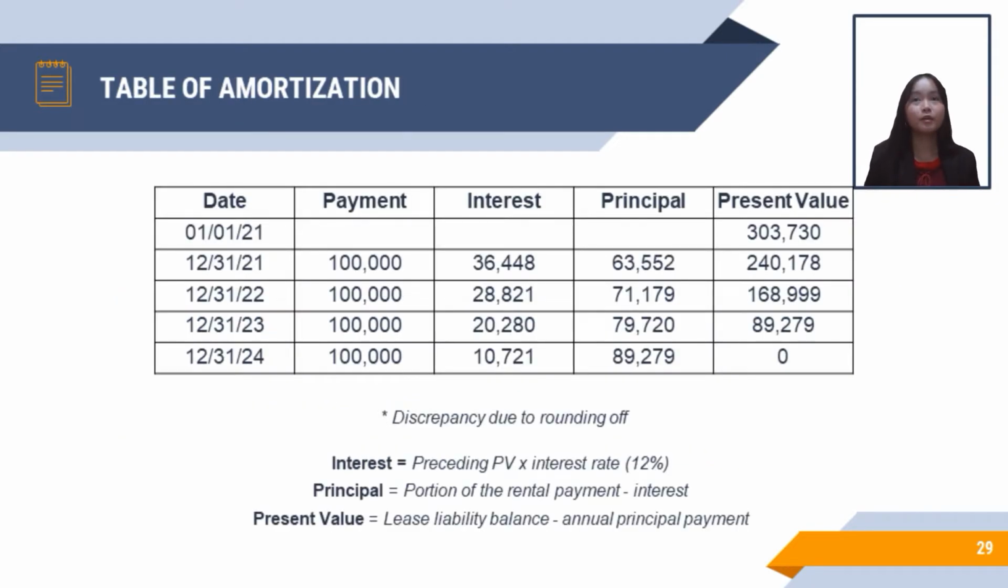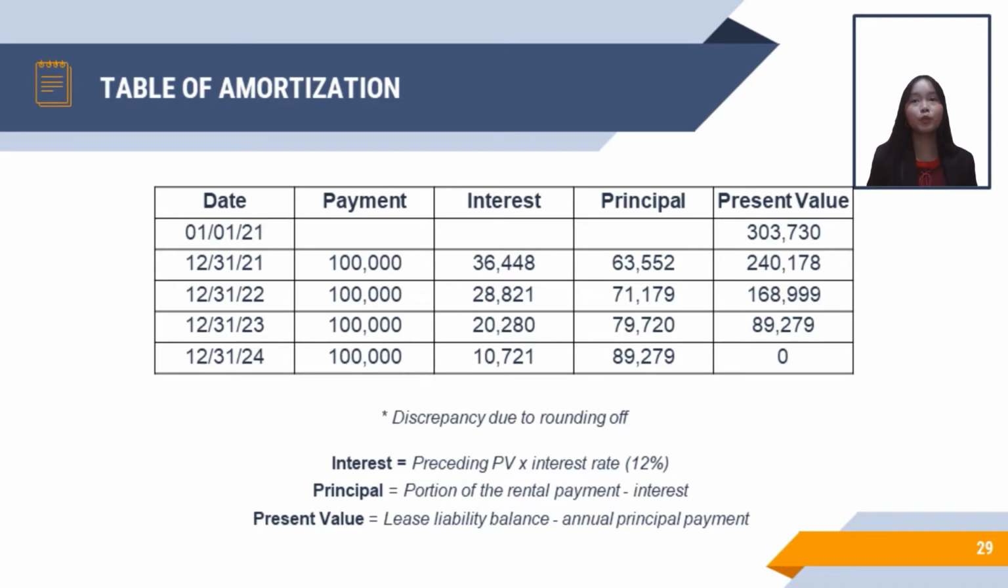We can now see the table of amortization, but how did we come up with these numbers? The payment is the annual rental or the fixed payment, which is 100,000 pesos. The interest is equal to preceding present value times interest rate.